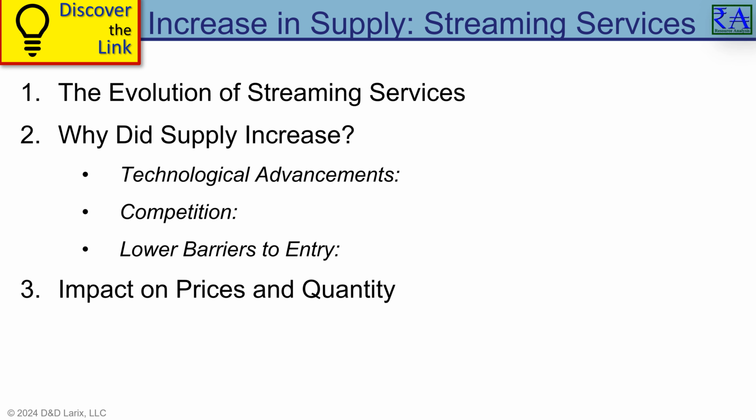Third, impact on prices and quantity. The increase in supply led to more affordable subscription prices and dramatic increases in the number of streaming subscribers. For example, Disney Plus launched at just $6.99 per month, undercutting competitors and accelerating consumer adoption. Fourth, economic insight. Streaming services highlight how an increase in supply can benefit consumers by driving down prices and increasing the variety of options available. This creates more competitive markets and often higher quality products.